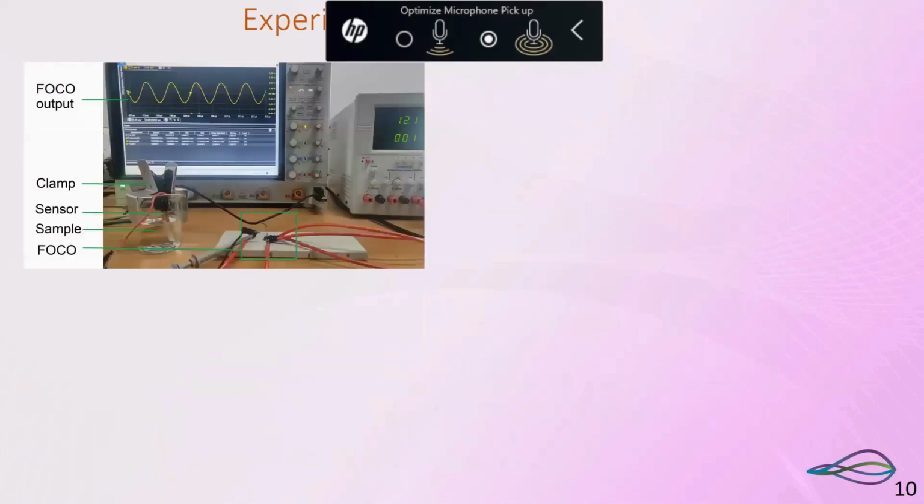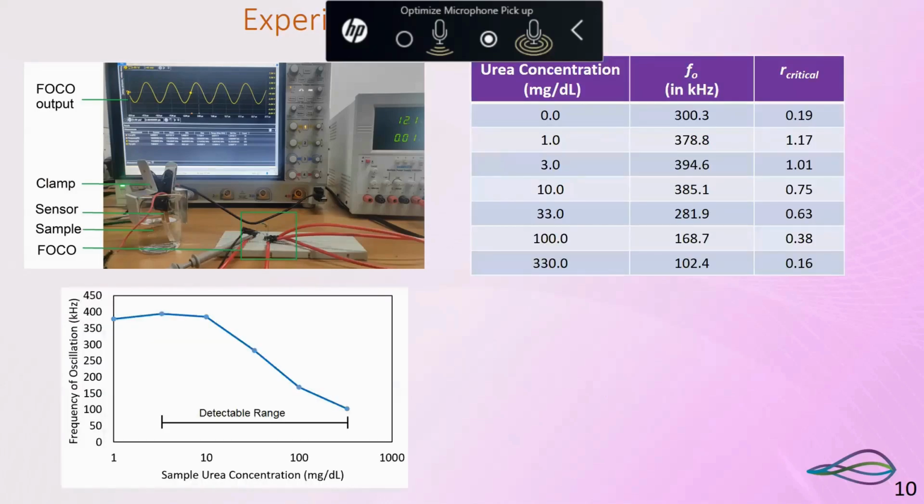This is our typical experimental setup. We have a clamp setup. This is our typical sensor. We dip it into the sample, and this is our small fractional order Colpitts oscillator, the sensor interfacing circuit. Here we found that for different concentrations, it shows a change in the oscillation frequency.